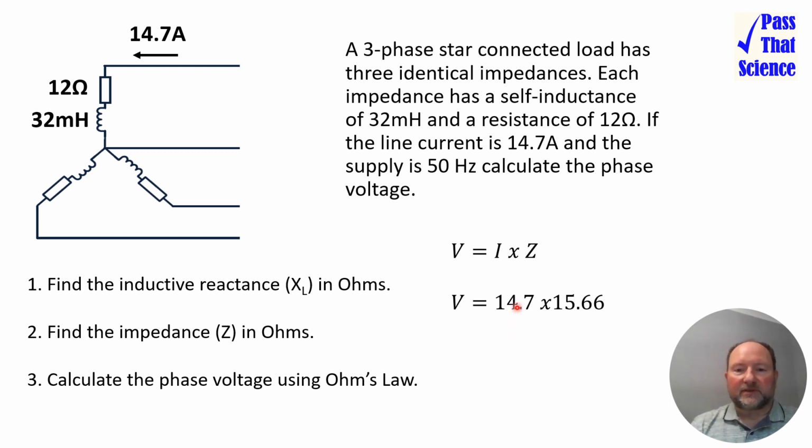So 14.7 amps is the I value, that's 14.7. Your impedance was 15.66 ohms that we just worked out on the previous slide. So when you work that out, 230.13 volts. Question done, answered, finished.